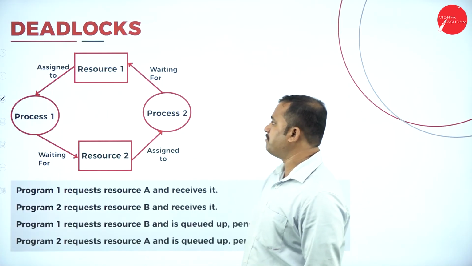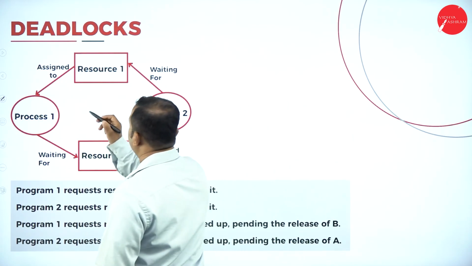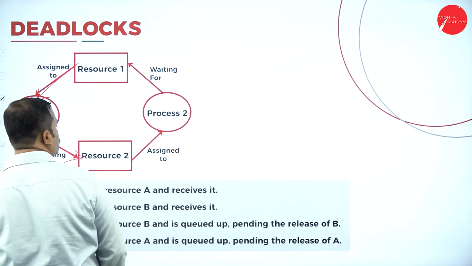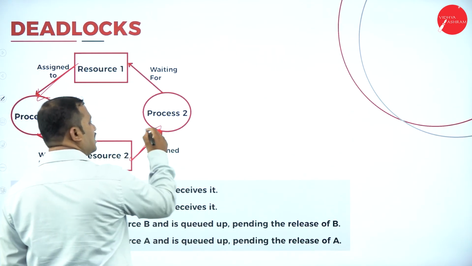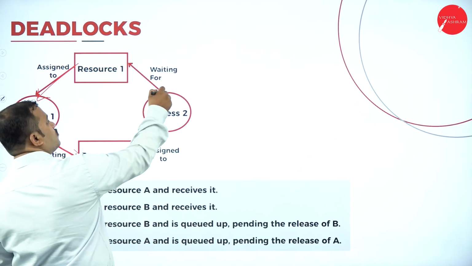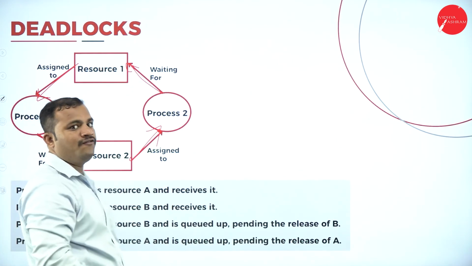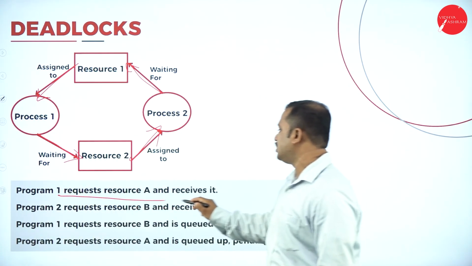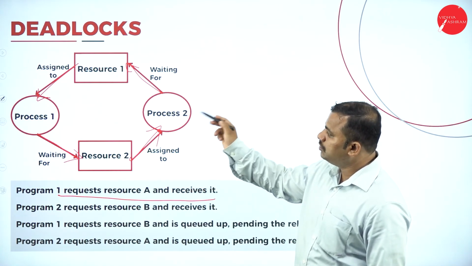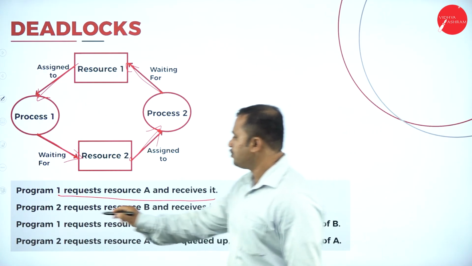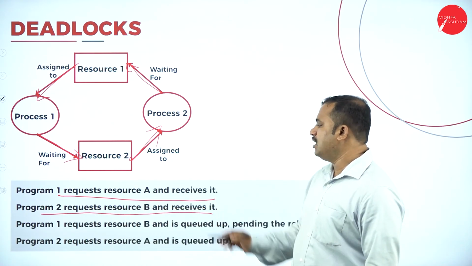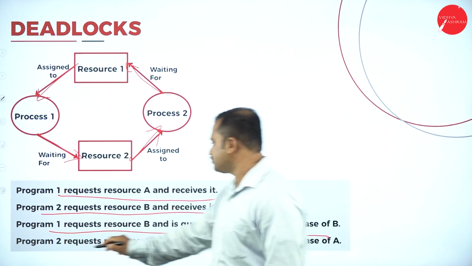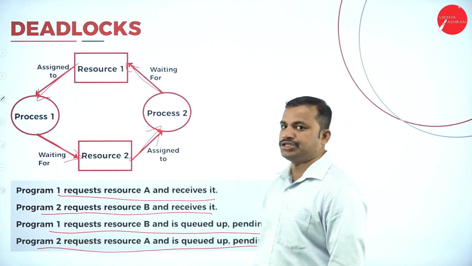Here is the simplest example. Resource R1 is assigned to process P1, and P1 is requesting resource R2. But resource R2 is assigned to P2, and P2 is waiting for resource R1. There is a cycle in the graph. If that is the case, there is a deadlock. That means program 1 requests resource A, which is assigned to process P2. Then program 2 requests resource B and it receives it. Similarly, this situation is called a deadlock situation.